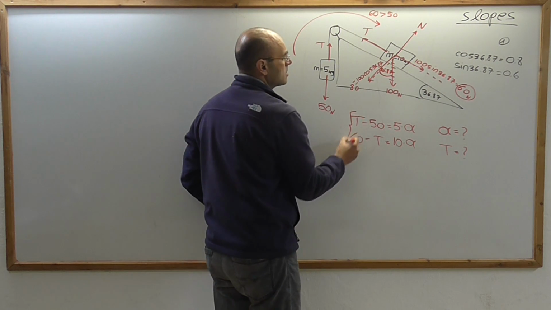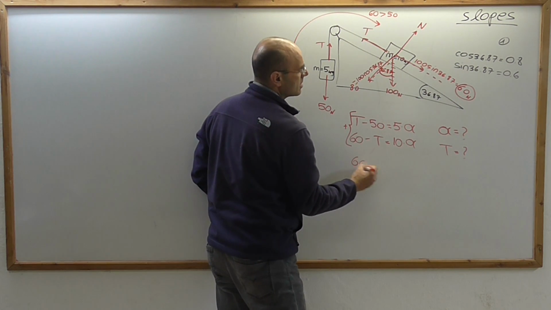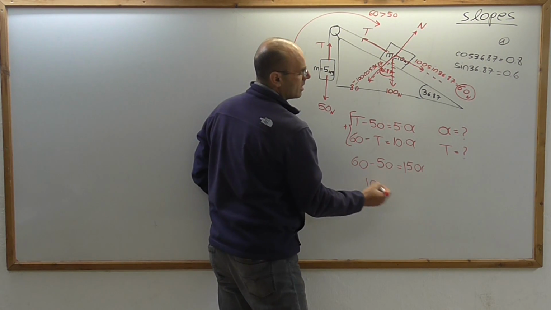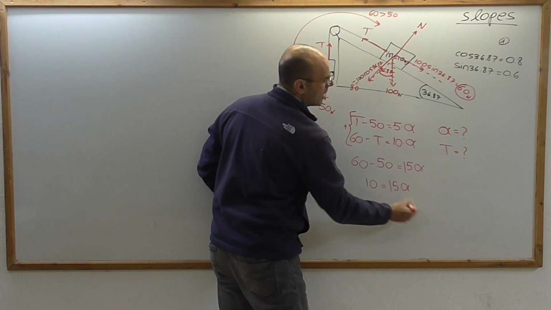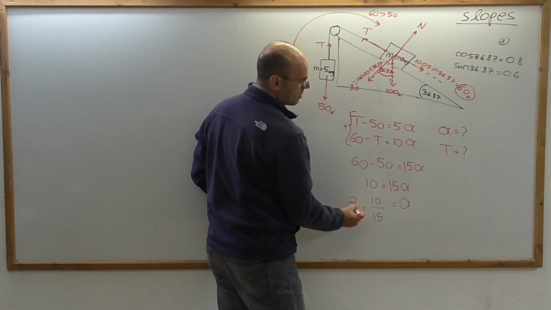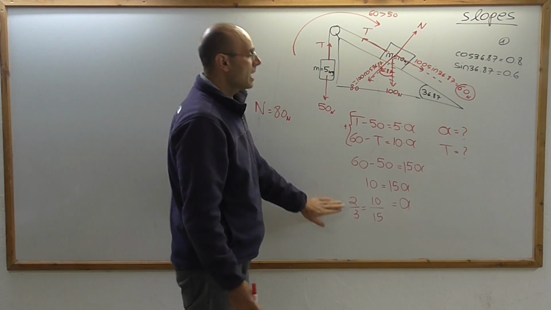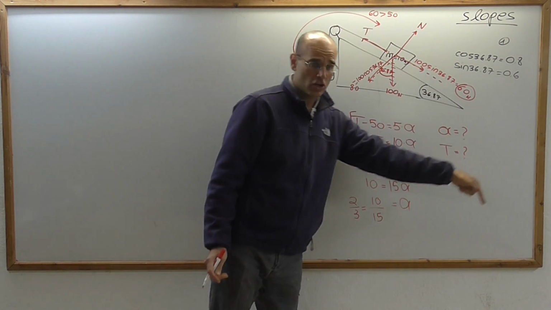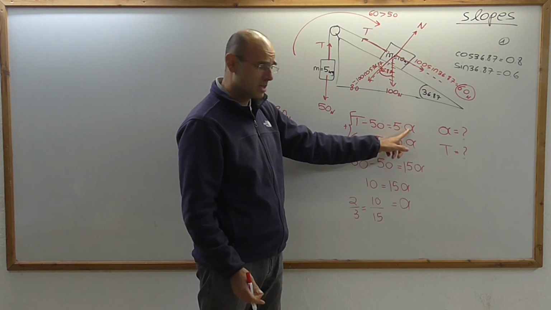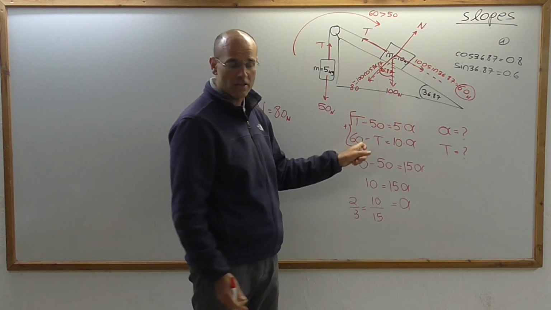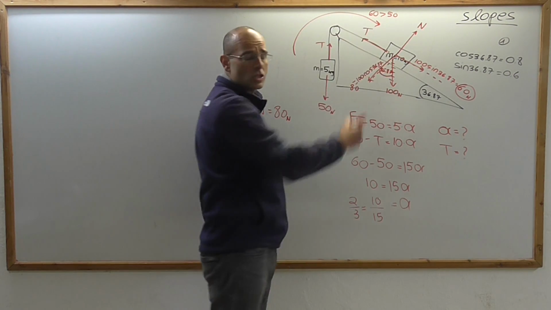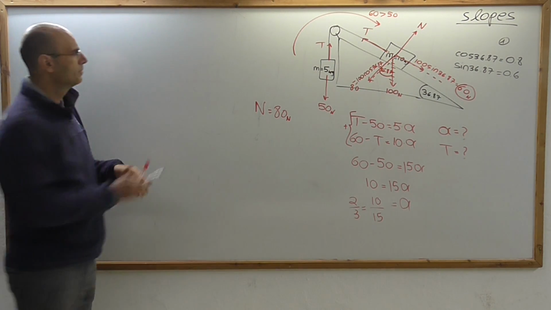Okay, let's add these equations up. I'll get 60 minus 50 equals 15a. So 10 equals 15a. a equals 10 over 15, which is 2/3. I have the acceleration, that's its direction, and if I want the tension, I just insert 2/3 here, move the 50 there, and I have the tension. So this is our first example, how to deal with a system on a slope. One more.